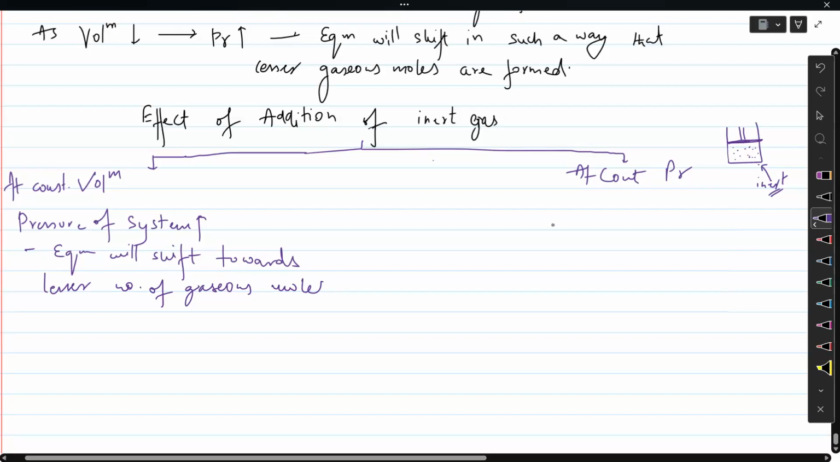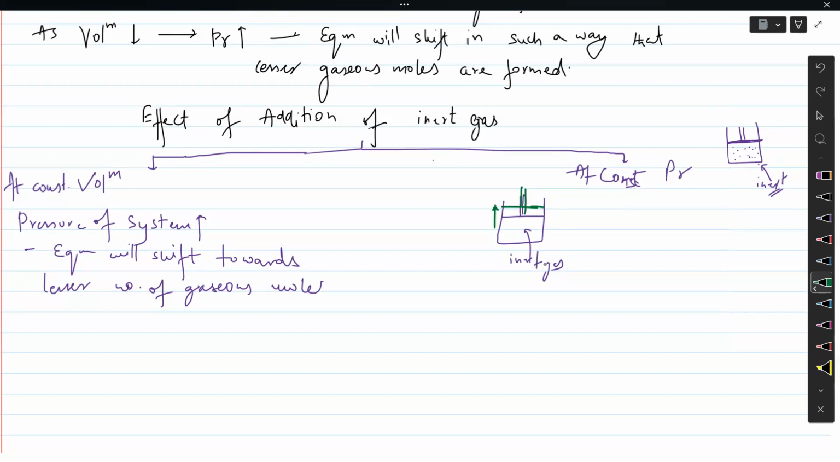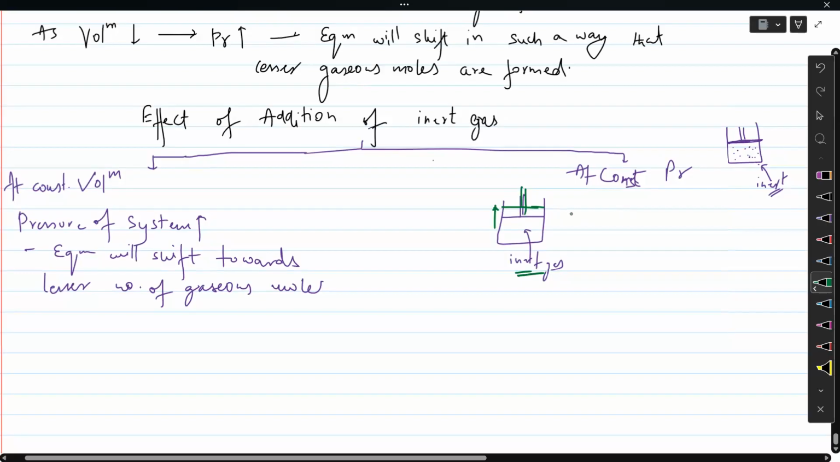Okay, let's see the other example, where at constant pressure we have a piston which is movable, and we are adding inert gas. So what will happen in this one? The piston will start moving upward. Obviously the piston will start moving upward, right? Yes, sir. So when we add inert gas, the piston will start moving.